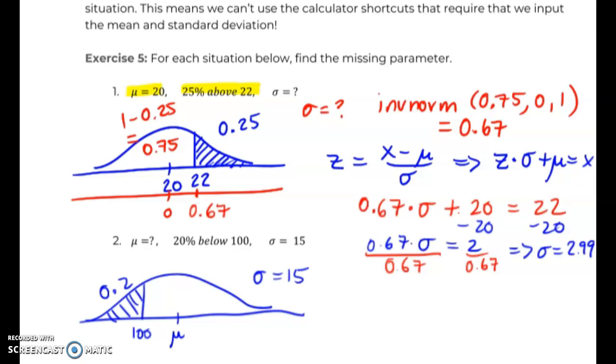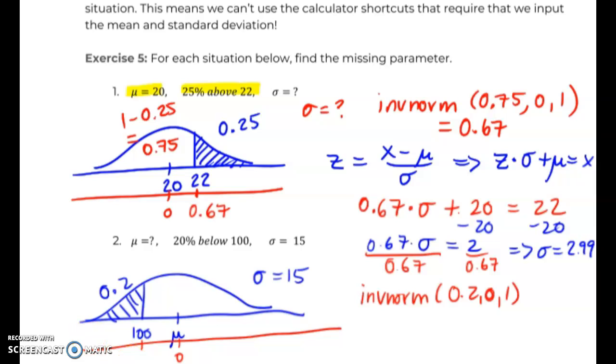Same procedure as before. We're going to use our TI-84, or we could use StatCrunch, in order to find the value that corresponds to the bottom 20%. So we're going to use the inverse norm function of 0.2, 0, and 1. It's very important, whether we use StatCrunch or the TI-84, that we make sure we're using the standard normal distribution.